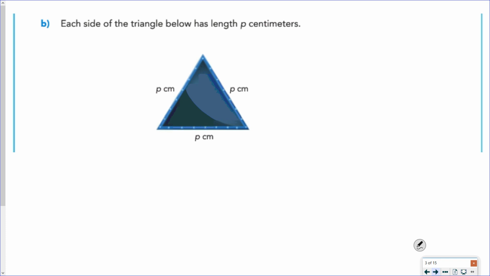Here we have an equilateral triangle. We know it's equilateral because all the sides are congruent. If I were to ask you to find the perimeter of the triangle, you could take p plus p plus p. Now we're taking a number and adding it to itself 3 times, so 3p would be your simplified expression.